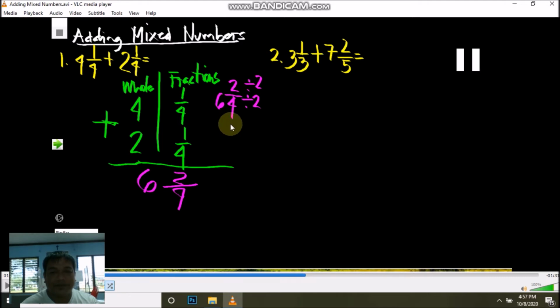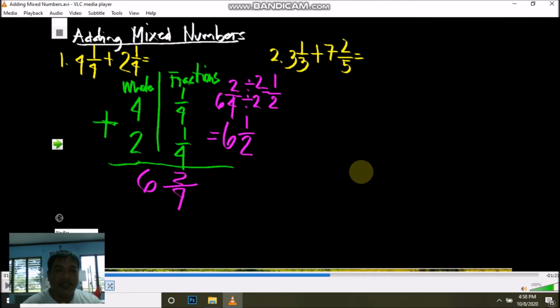Okay, next. Let's copy the whole number. Then 2 divided by 2 is equal to 1. 4 divided by 2 is 2. So 1/2. So the lowest term for 6 and 2/4 is 6 and 1/2, which is now the final answer, or the answer is in the lowest term. So see to it in adding that you express your answer in lowest term. Okay, 6 and 1/2.